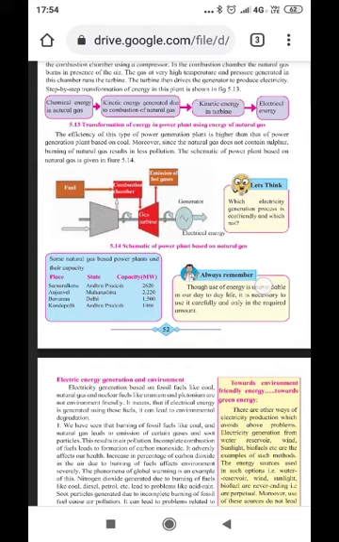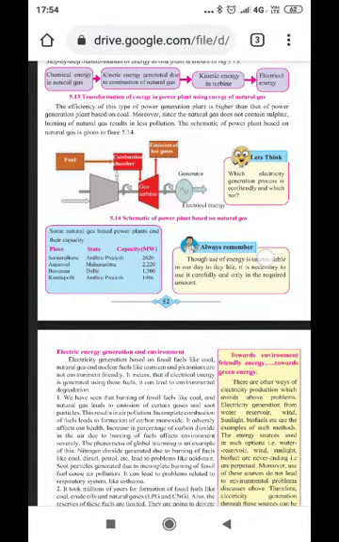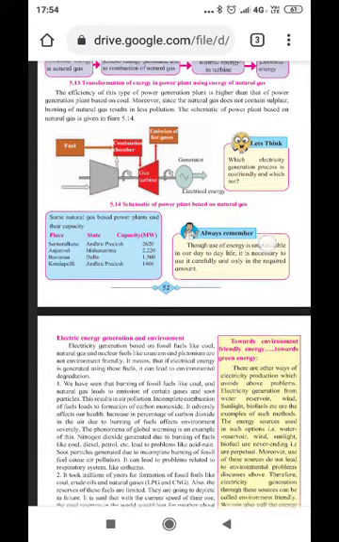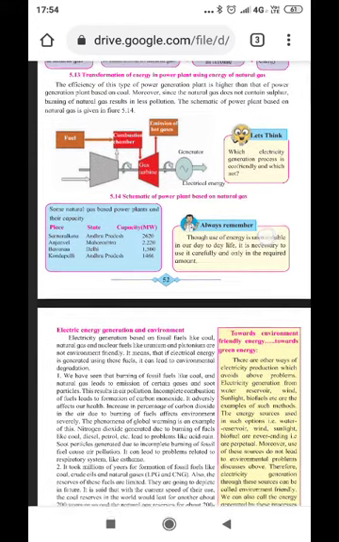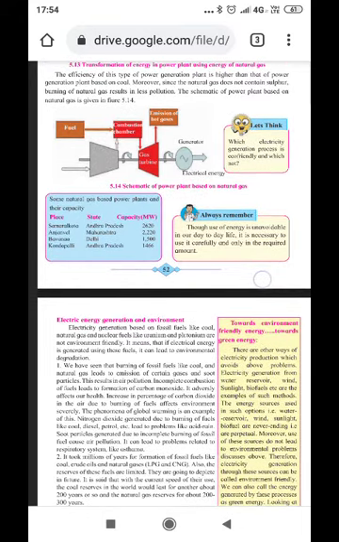Now that can be explained with the help of the flow chart which is given here. The chemical energy in natural gas. Natural gas implies here methane. The energy generated from the combustion of natural gas converts into kinetic energy in the turbine, and the turbine then rotates and gets converted into electric energy. The efficiency of this type of power generation plant is higher than that of the power generation plant used on coal.